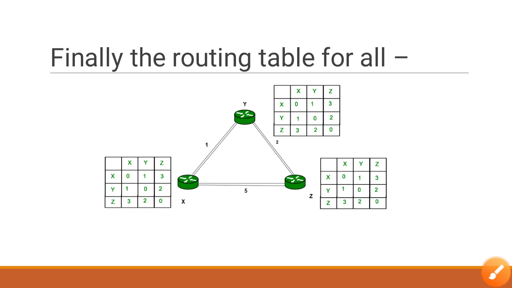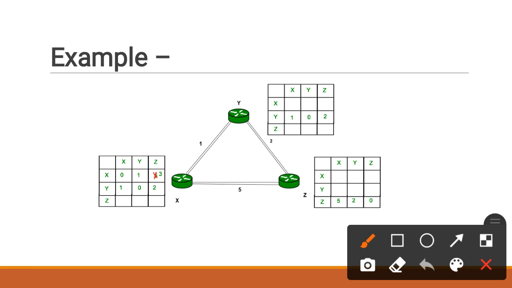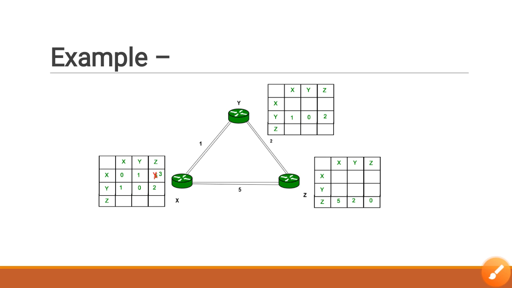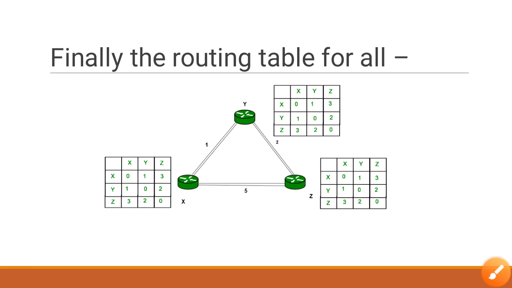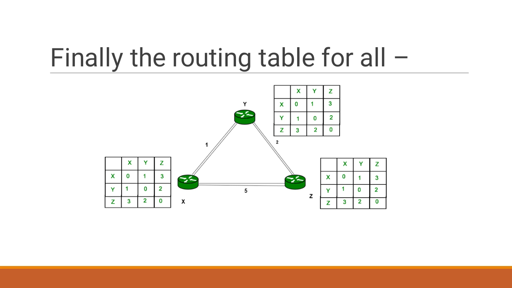Then the record is kept. X's table is 0 1 3, and the same 0 1 3 in each copy. Y's table is 1 0 2, and likewise 1 0 2. Z's table is 3 2 0, and likewise 3 2 0. So likewise it completes all the tables associated with this one.